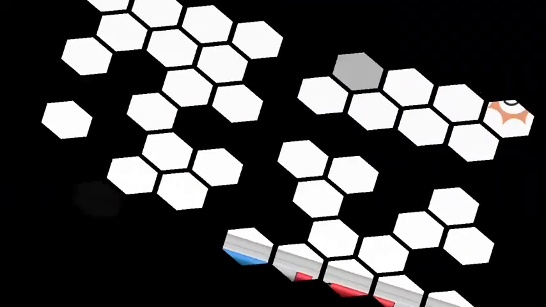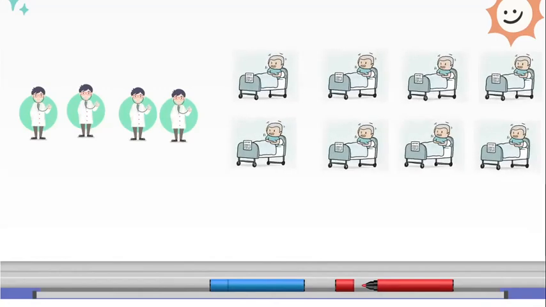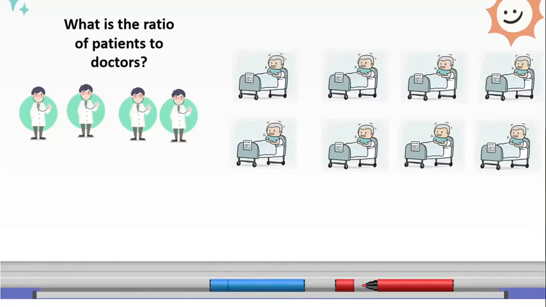What if, using the given problem, we encounter this question? What is the ratio of patients to doctors? So this time, take a look at the given question. Be very careful on understanding the question by following the sequence of the quantity that we are going to compare. So this time, we will be comparing patients to doctors.